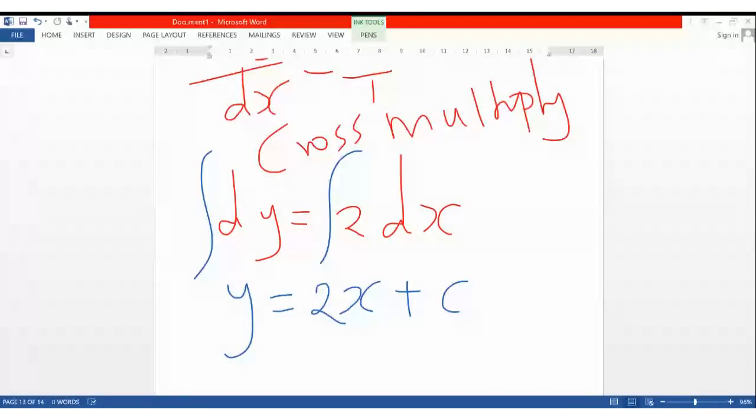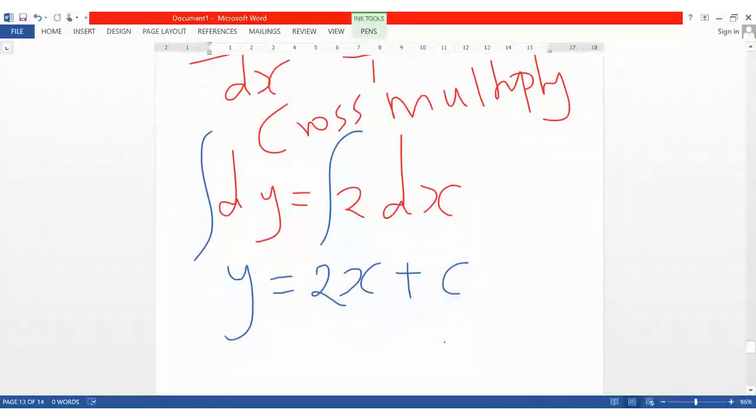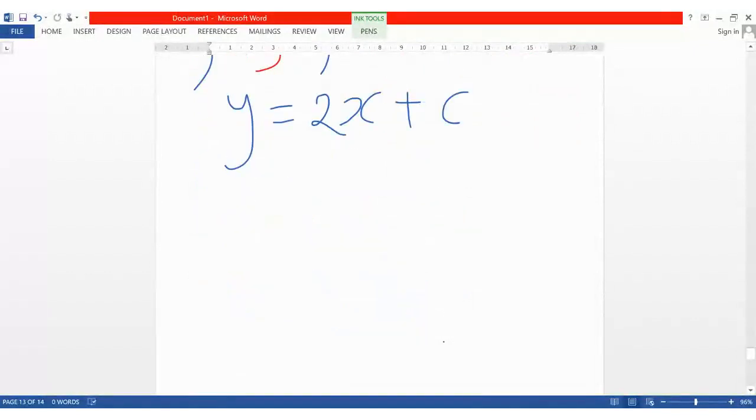So I want you to do this one now. You guys are bright. You are getting it quickly. I thought it would take me forever for you to understand this.